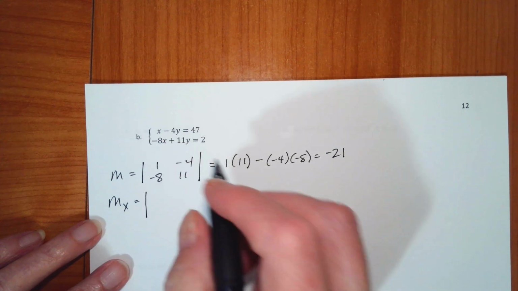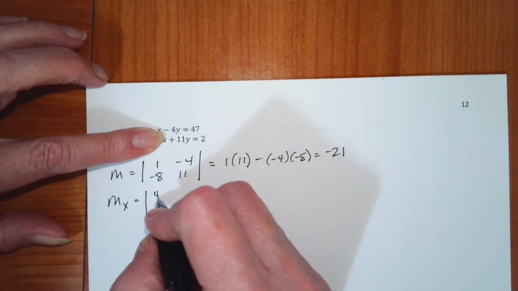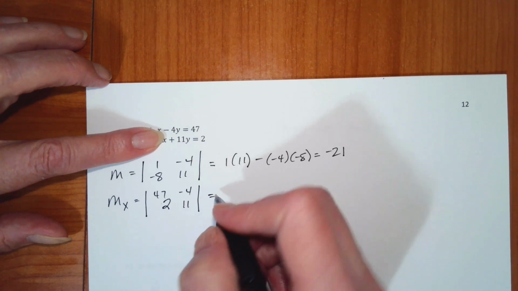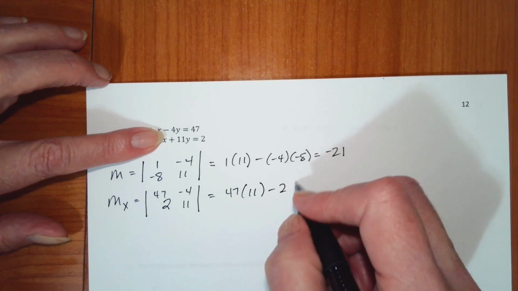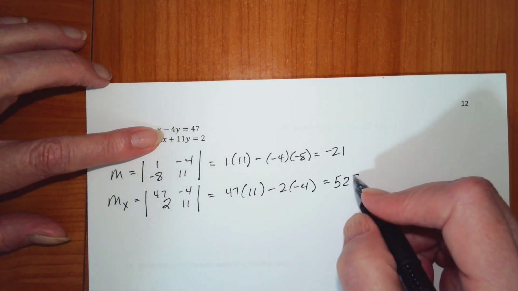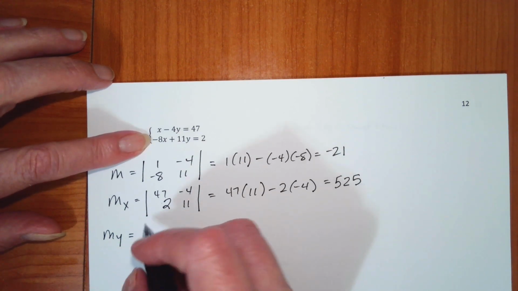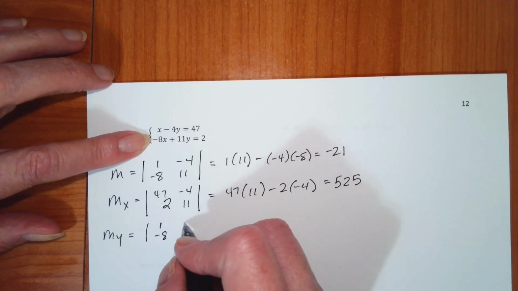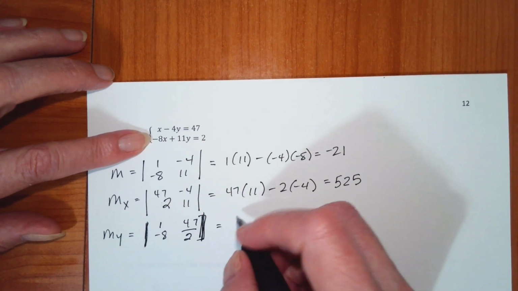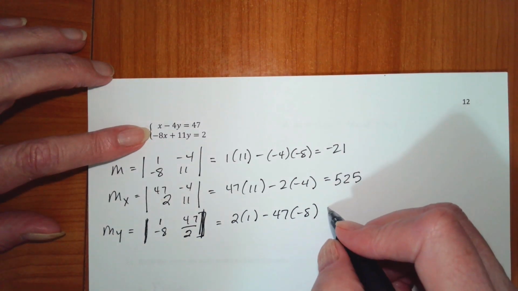Then Mx is equal to 47, negative 4, 2, 11, which is 47 times 11 minus 2 times negative 4, which is 525. And for My, I use the x coordinates, so that's going to be 1, negative 8, 2, 47. So that is 2 times 1 minus 47 times negative 8, which is 378.